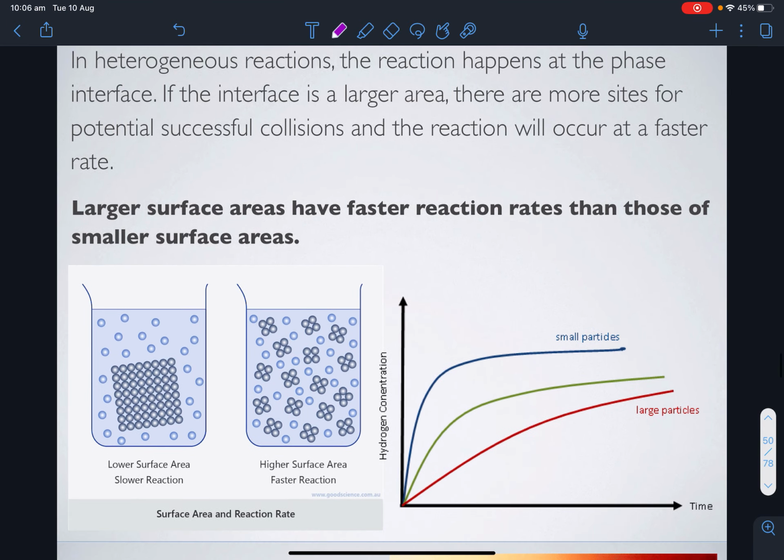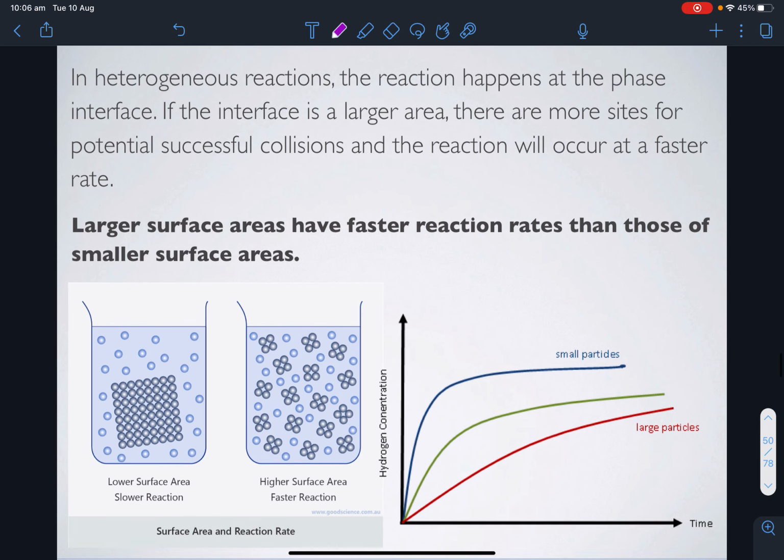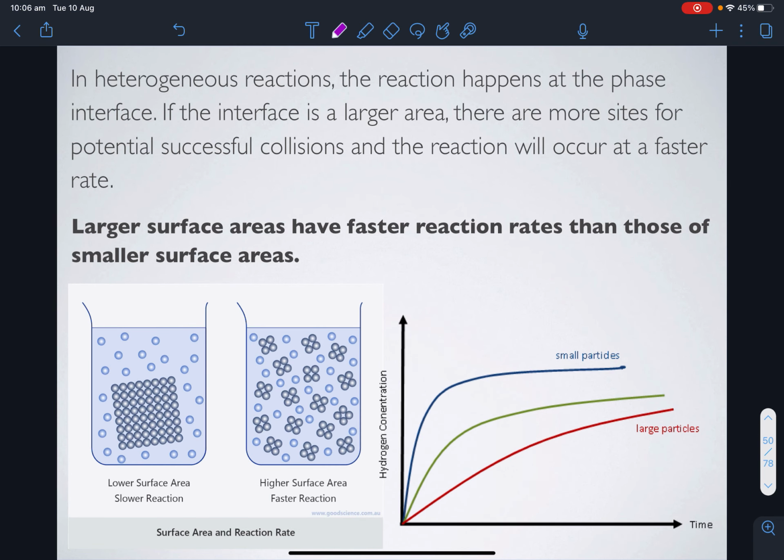Okay, another thing, surface area. In heterogeneous reactions, where you've got 2 different states meeting each other, the reaction happens at the interface. Or we can be fancy and say it's the phase interface because it's where the 2 phases meet each other. If the interface is a large area, there are more sites for potential successful collisions, and the reaction will happen at a faster rate. So larger surface areas have faster rates of reaction than smaller surface areas.